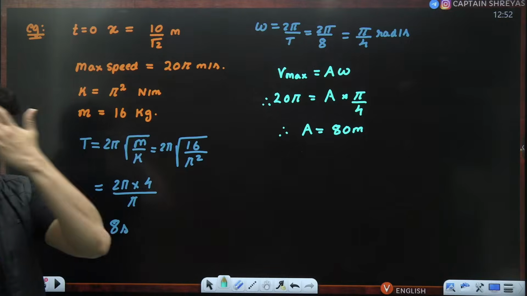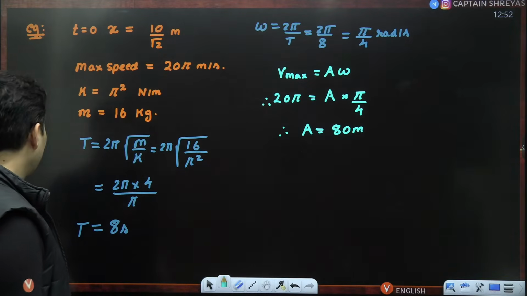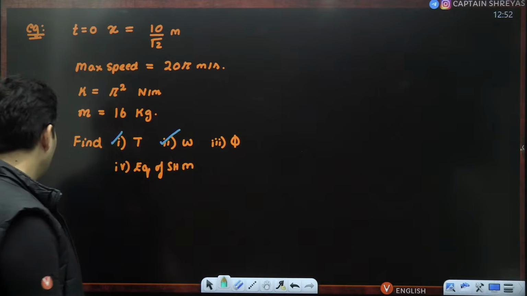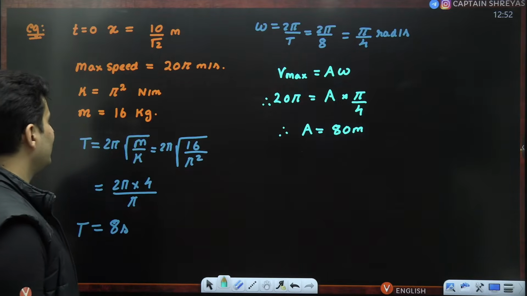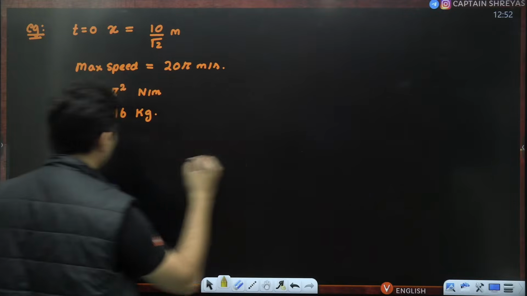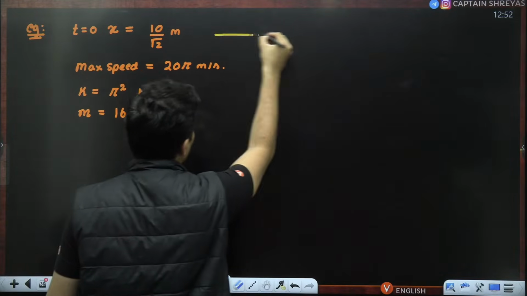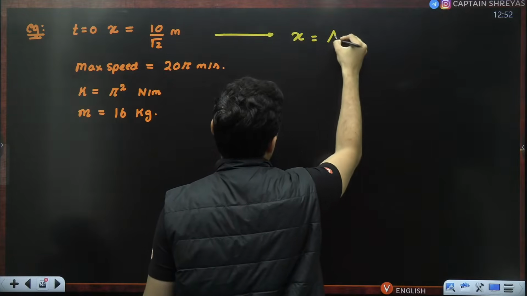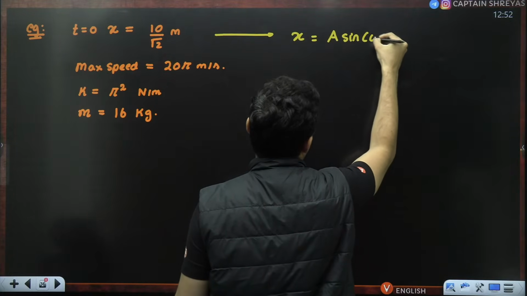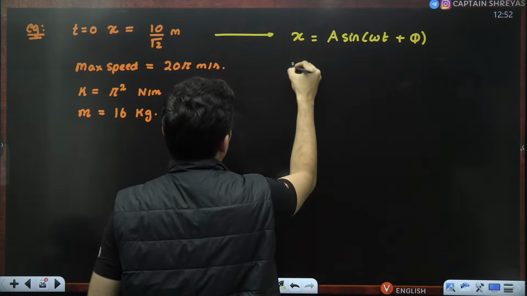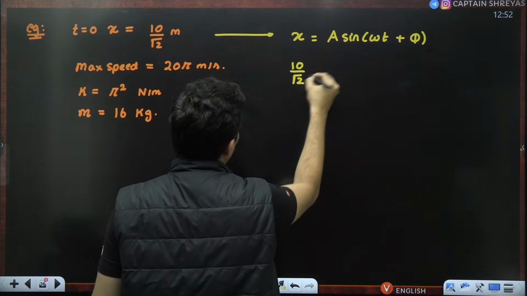Okay. What next, sir? Once you get the amplitude, what do you do with it? Because amplitude is not even asked. Phi is asked, sir. Okay, no issues. Don't worry. Phi is asked, right? So use this piece of information when time is 0. X is A sine omega t plus phi. X is 10 by root 2.